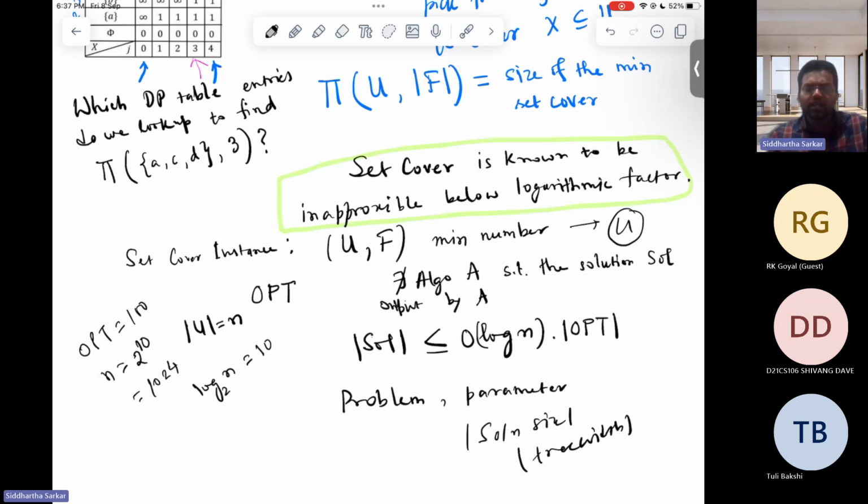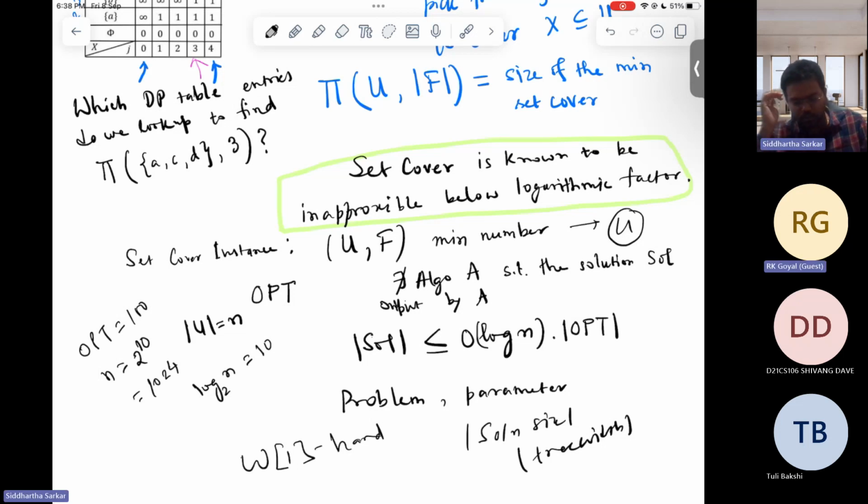So then there are reductions. There are some known problems which are not fixed parameter tractable. So there is some theory of hardness. Some problems are known as W1 hard. So if you can show that there is a reduction from an already hard problem to the problem you are interested in, just a second, let me recall if I'm saying the correct thing.